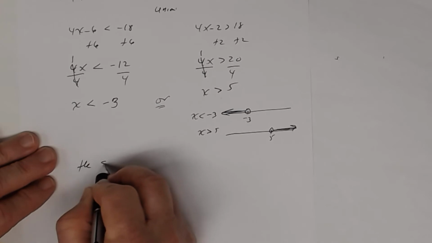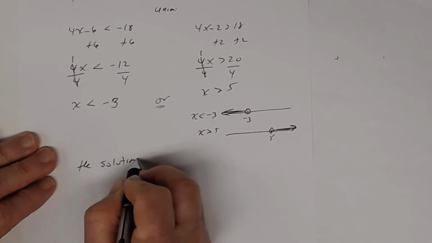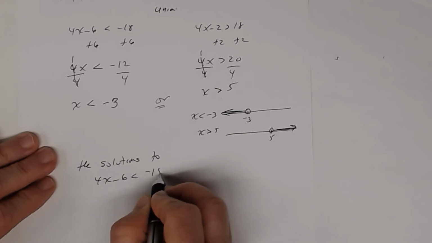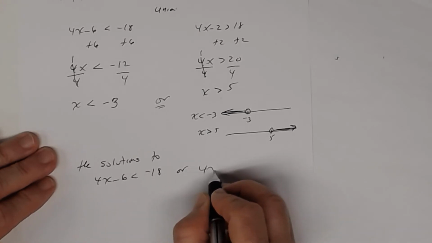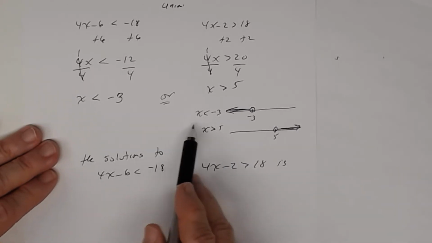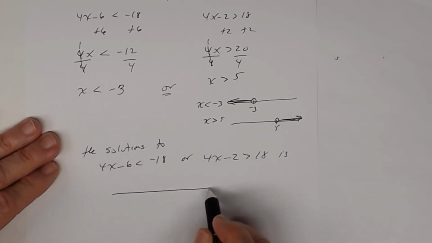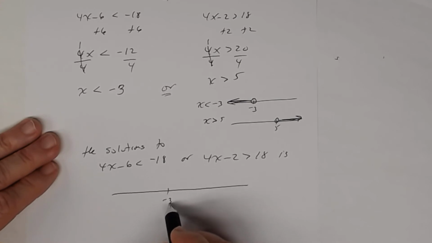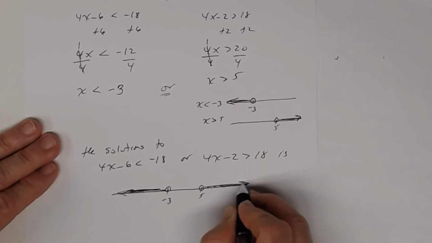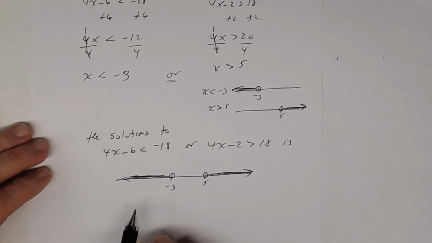So the solutions to 4x minus 6 is less than negative 18, or 4x minus 2 is greater than 18, you're going to put on one number line. So here's negative 3, open circle going to the left, and then 5, open circle going to the right, and there's your answer. There's the graph.